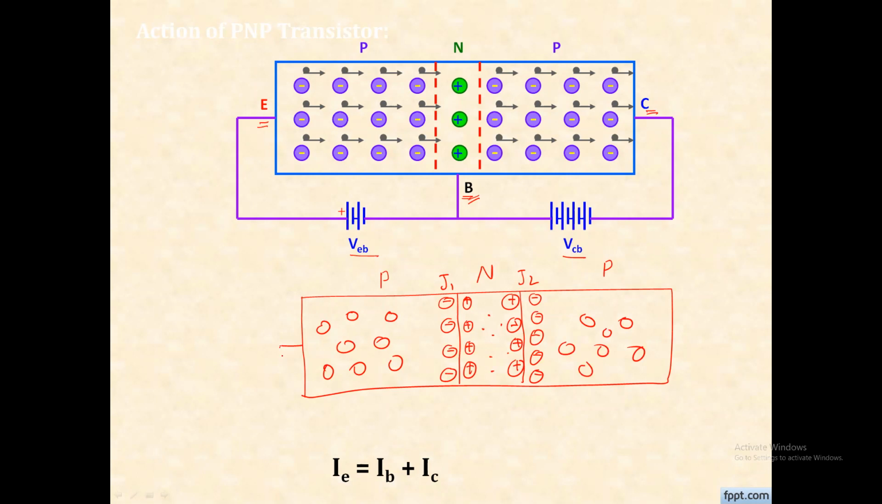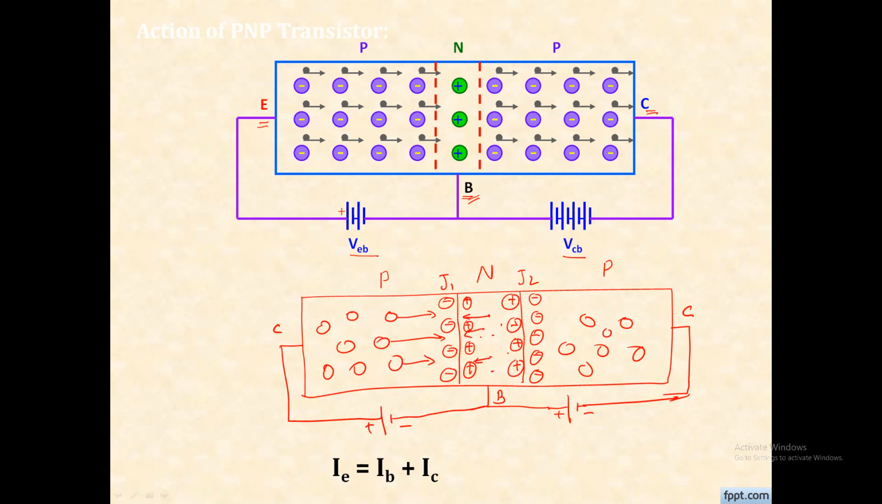And now the P region, we have to connect it to positive, and the base we have to connect to the negative. It's a forward bias. And now collector to base, we have to connect in a reverse bias. So the P must be connected to negative and N must be connected to the positive. This is collector, this is base, and this is collector. And now if the positive terminal is connected to the P region, the holes are repelled towards the junction and electrons are also repelled towards the junction.